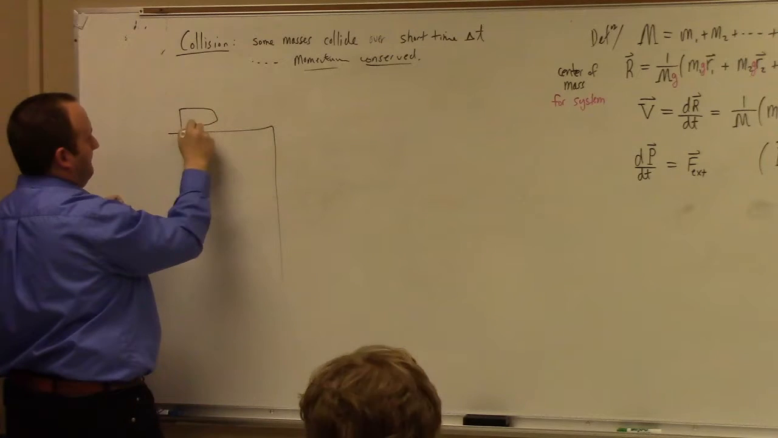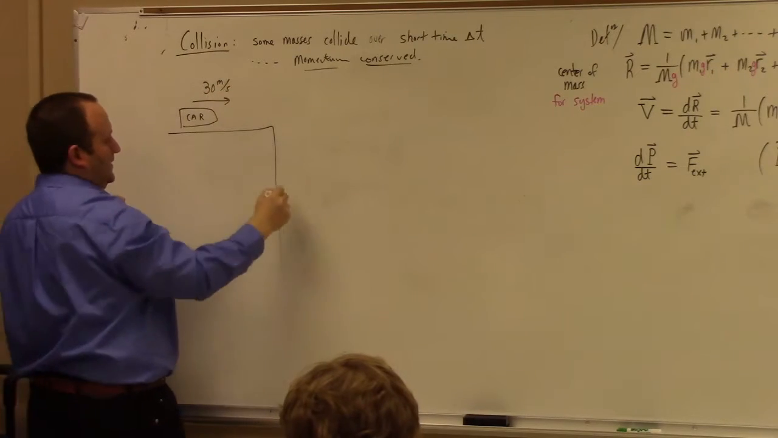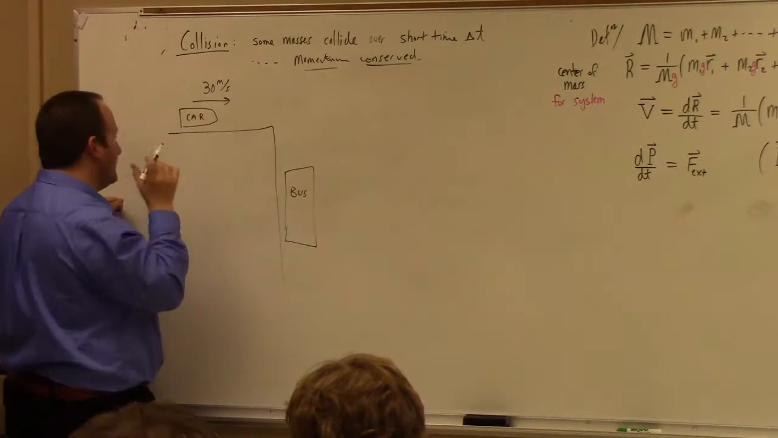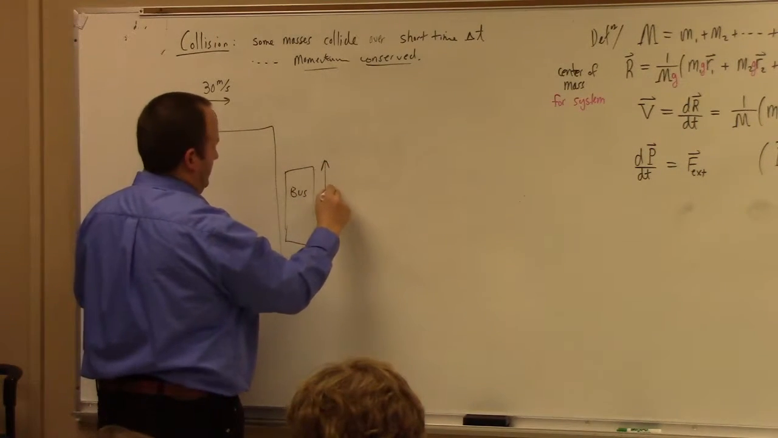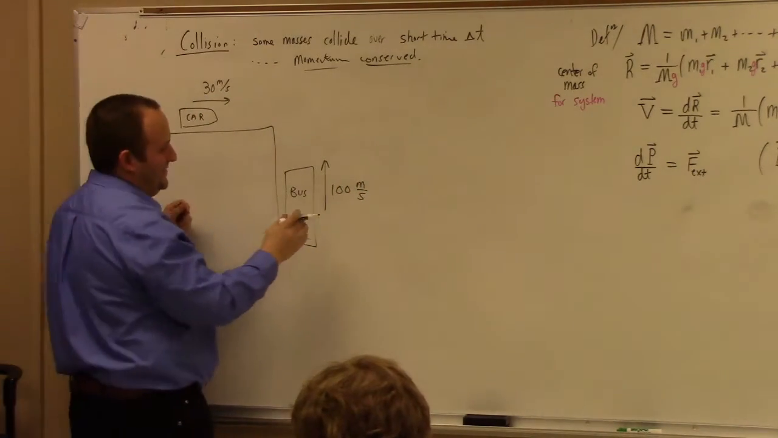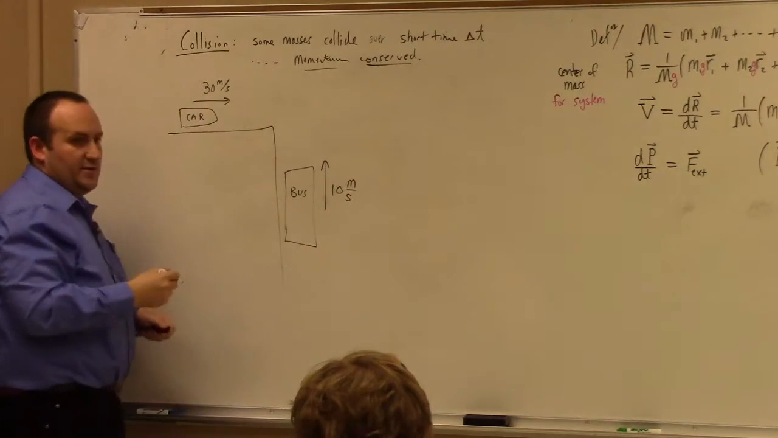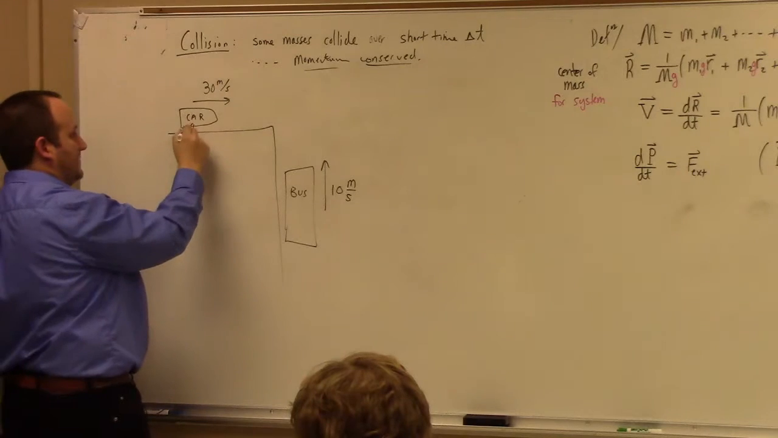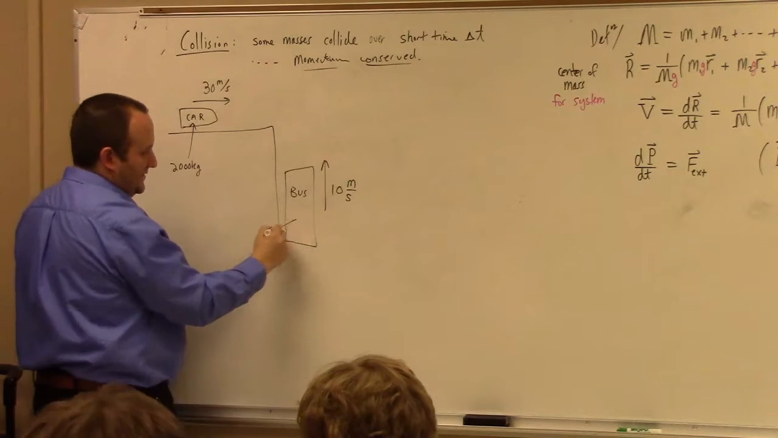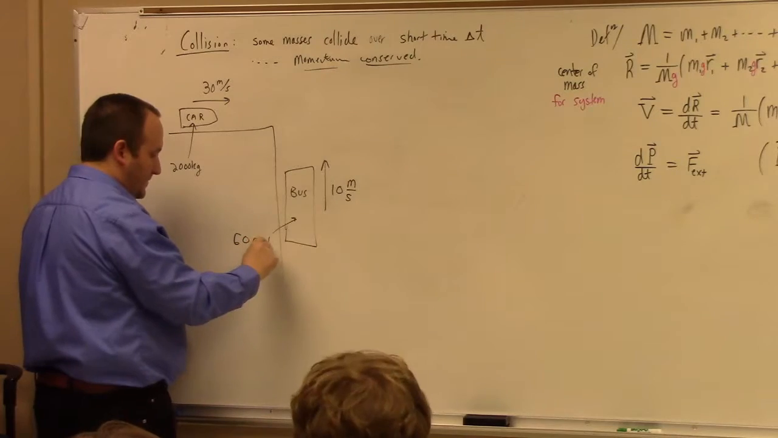You've got a car going 30 meters per second. You've got a bus going, I don't know, 100 meters per second. Probably not very, okay, fine, that's really not very, I'll do 10 meters per second, I'll be responsible. And then you know the mass. Suppose the car has a mass of say 2,000 kilograms. Say the bus has a mass of say 6,000 kilograms.